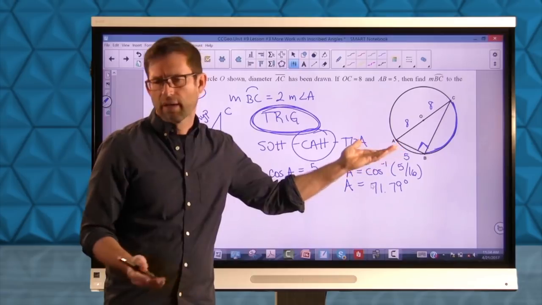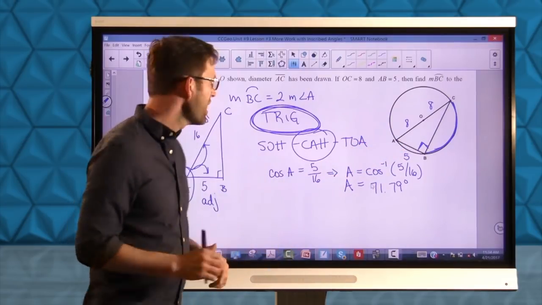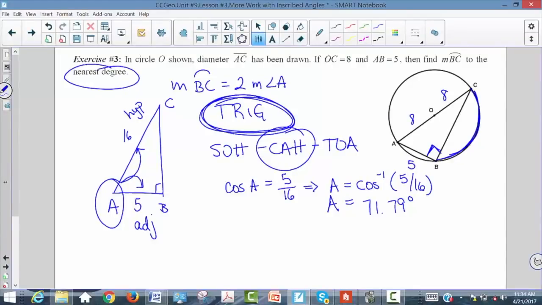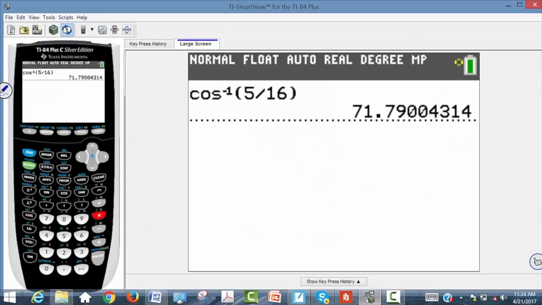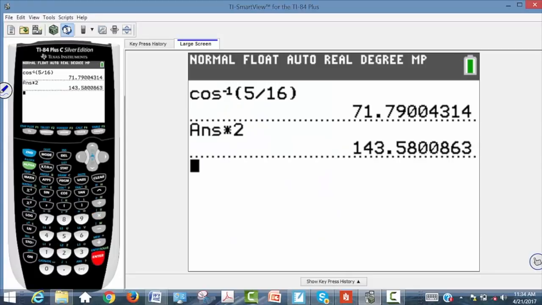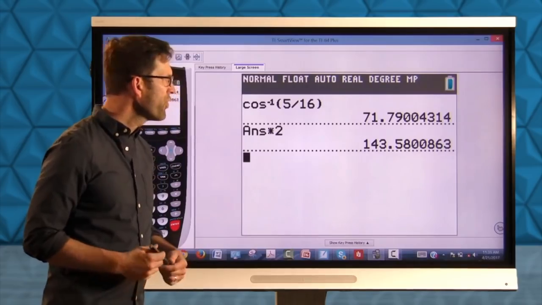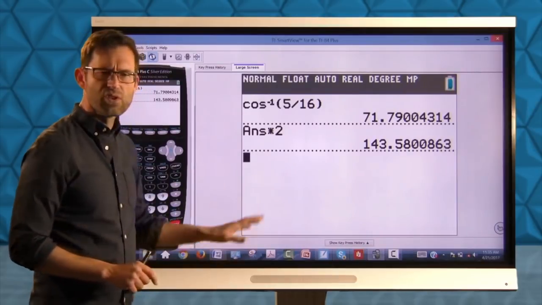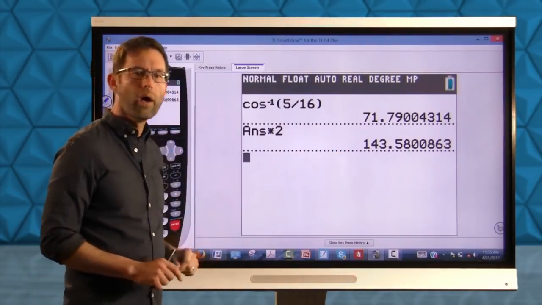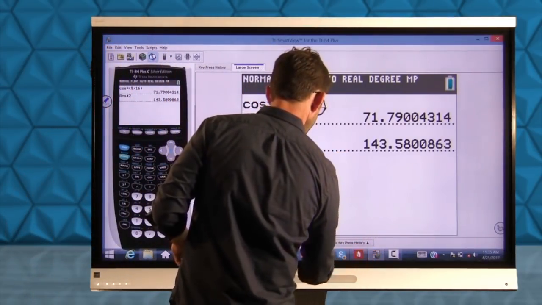Angle A is a pretty large angle. It seems reasonable. But now arc BC, which is actually what I'm looking for, must be twice the measure of angle A. So I'll just pop over to my calculator right now, do ×2, and there's our arc. 143.58, so rounded to the nearest degree, 144.